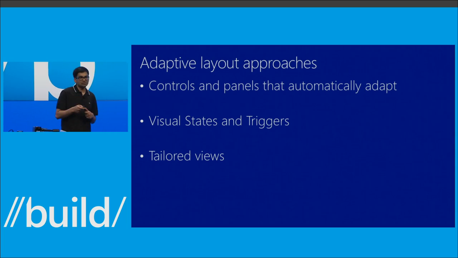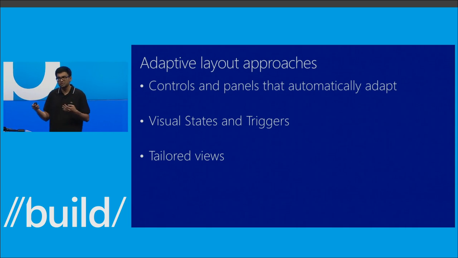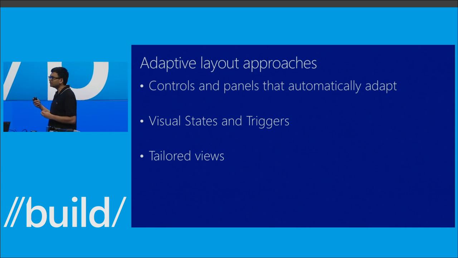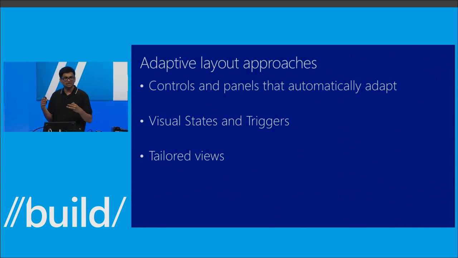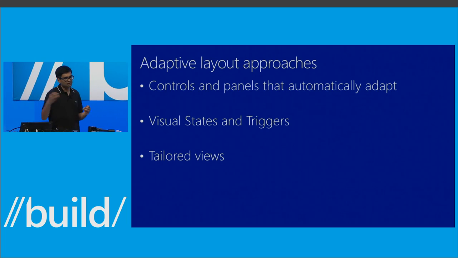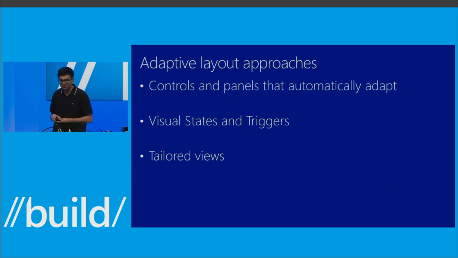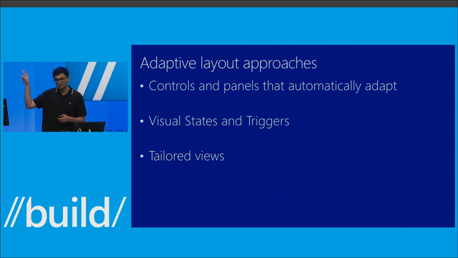You can, like the gentleman was asking, use state triggers. So you can switch to a visual state. That's all fine. But what if you really wanted to do a completely tailored view for a device, right? What if your Xbox UI was so different than your phone UI or your desktop UI that you really wanted to do something different? That's the experience I'm going to show, because the other two were already covered in some of the other sessions.